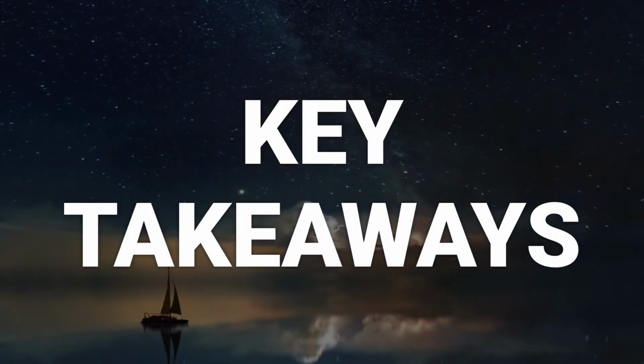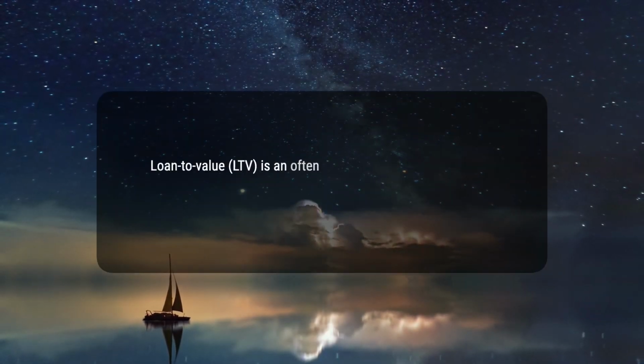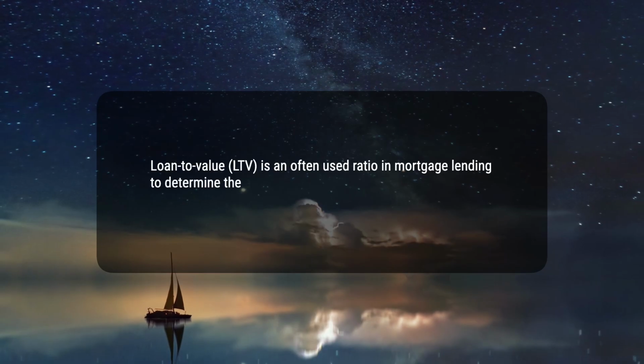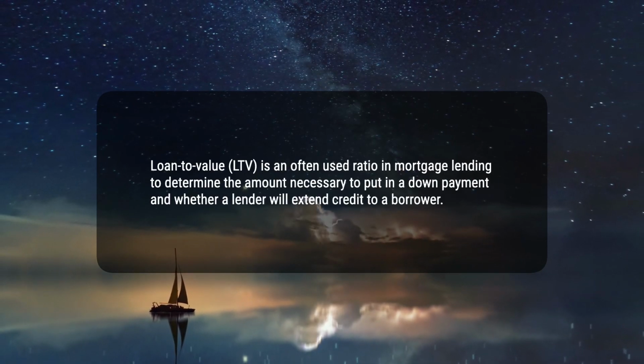Here are 5 key takeaways. 1. Loan-to-value (LTV) is an often used ratio in mortgage lending to determine the amount necessary to put in a down payment and whether a lender will extend credit to a borrower.